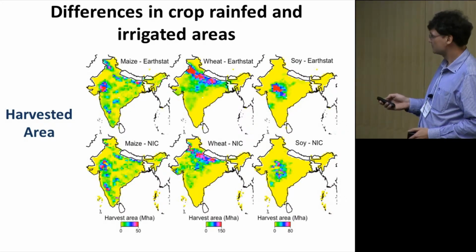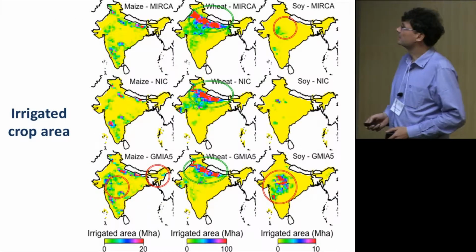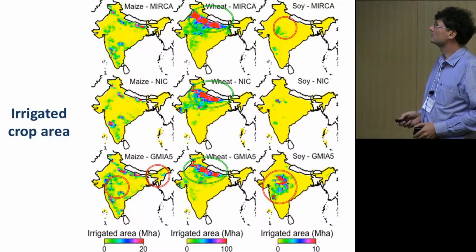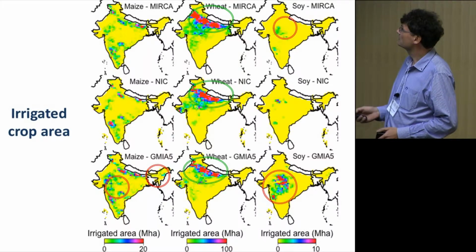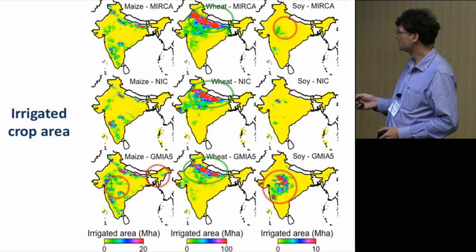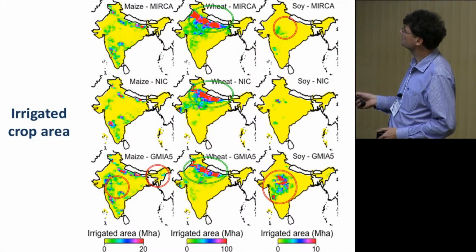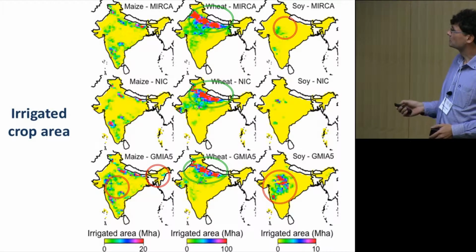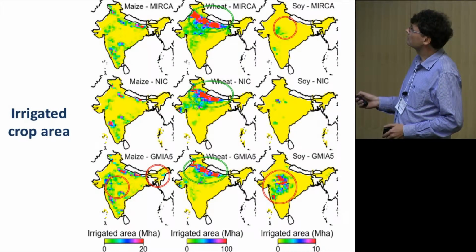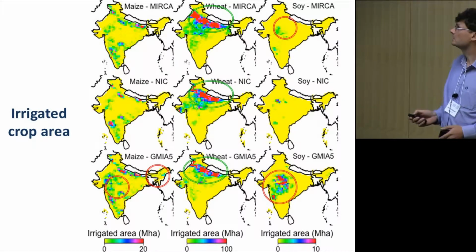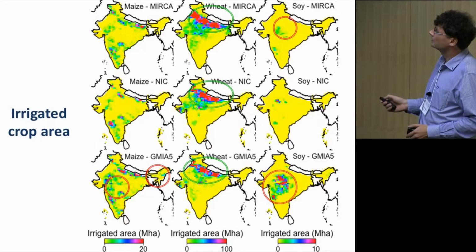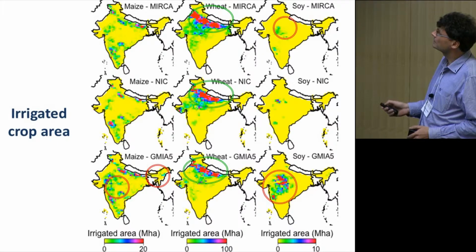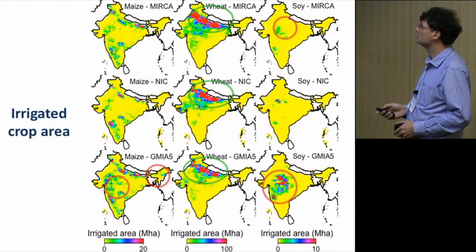Sorry, this was the wrong one. Yeah, with regard to irrigated land, it's a bit different. So we see here, for example, for soybean, large differences. So when we assume that soybean is irrigated with the same fraction as all the other crops, then we have a lot of irrigated soybean area here in the center of India. But if we use the reported data for irrigation of soybean in India, it looks quite different. And we also see some differences here for maize or for wheat in this region.